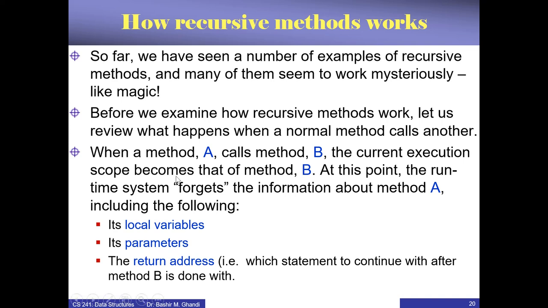It will not even remember what is called the return address, because within method A, there is a point where method B is called. So when we finish method B, we're going to continue from that point. That point is called the return address. So again, normally this point will be lost because we are no longer in method A. We are now in method B.